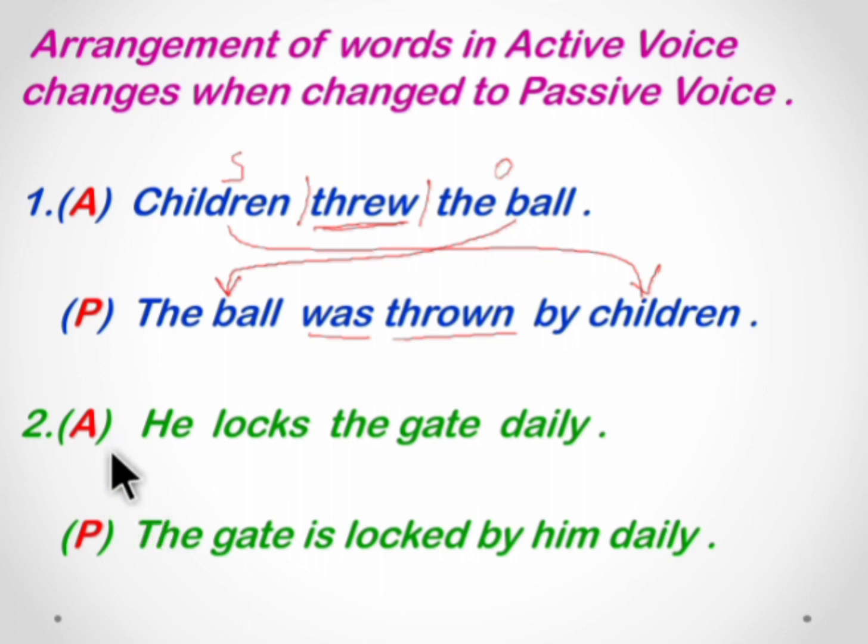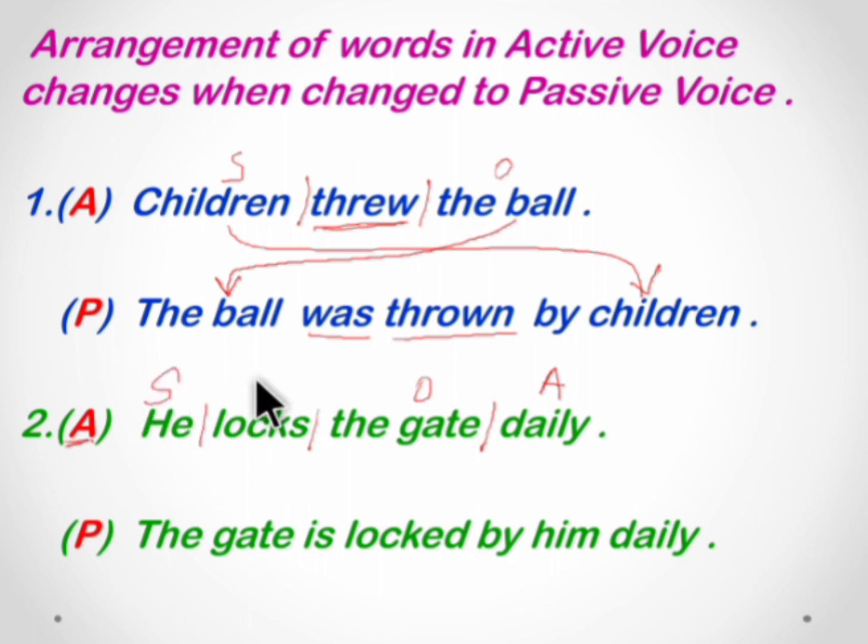Look at the next sentence. He locks the gate daily. This is active voice. Here he is the subject, locks is the verb, gate is the object, and daily is the adjunct. Adjunct we need not bother. Adjunct can be placed in the passive voice also wherever it is there in the active voice.